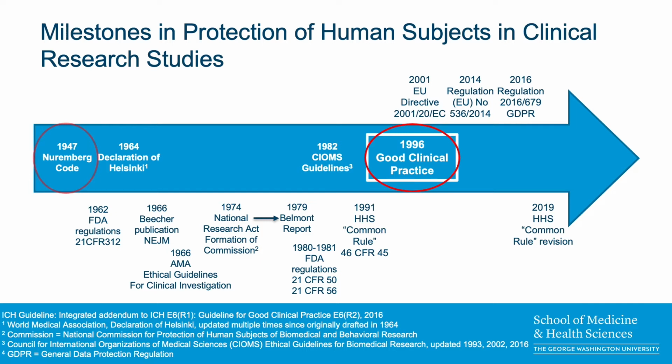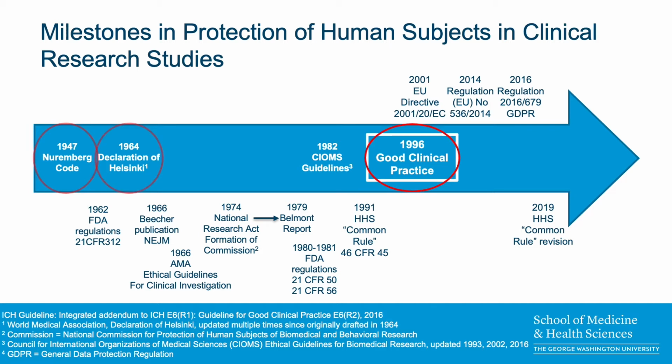So this slide summarizes some of the major milestones. Within the blue arrow are the codes and standards. Below the blue arrow are some regulations and events that are specific to the U.S. And above the blue arrow, I put some regulations that are specific to Europe.